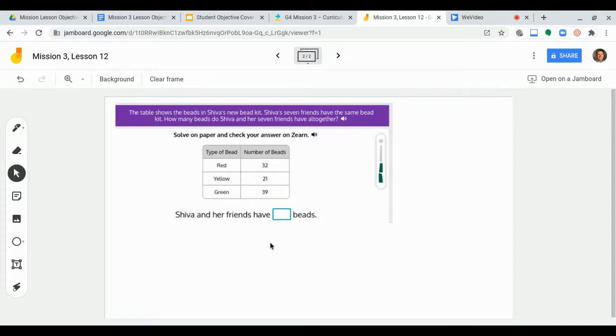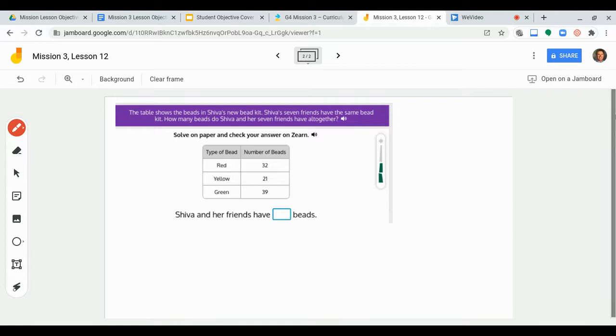Does the question care how many red, yellow, or green, the different colors? It does not. It just wants to know how many beads total. It doesn't care what color they are. A bead's a bead, regardless of color. So the first thing we want to do is figure out how many beads total are in one kit. How do I figure out how many total beads there are? I just add those total numbers of beads. So let me get set up here.